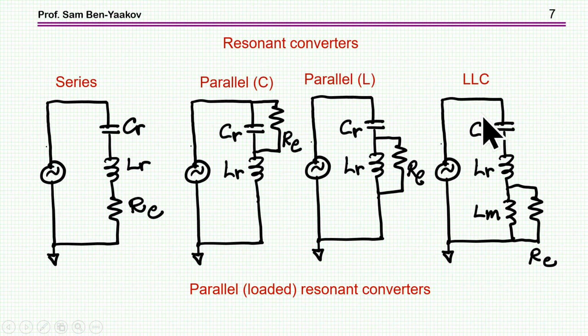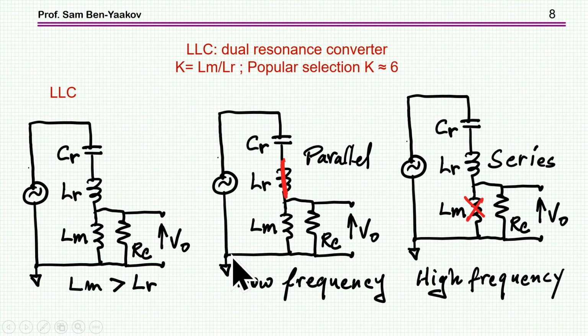And then the LLC, which is a multi-resonant converter, in which again we have the resistor, the R sub E resistance representing the load, in parallel to Lm. I pointed out that one way to understand the operation of the LLC, the complete LLC, is to break the frequency range into two ranges. One is the low frequency, one is the high frequency.